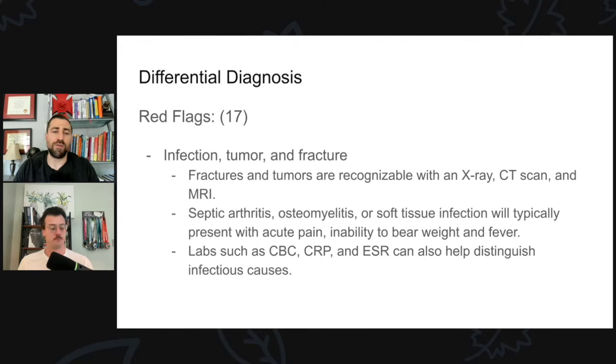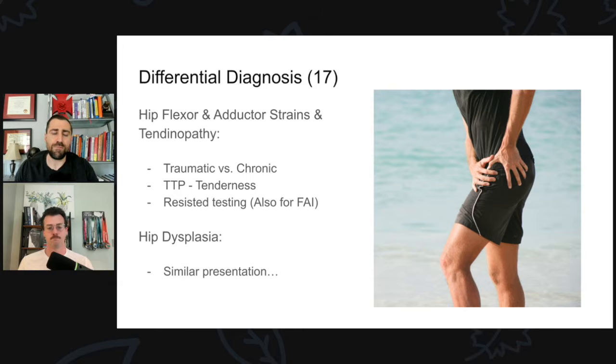Things like septic arthritis, osteomyelitis, or soft tissue infection will typically present with acute pain, inability to bear weight, and fever. And labs such as a complete blood panel, CRP, and ESR can also help distinguish infectious causes. So first thing, always ruling out those red flags. The second biggest thing that I see misdiagnosed as FAI, or folks are misdiagnosing FAI as something else, is going to be hip flexor and adductor strains and tendinopathy.